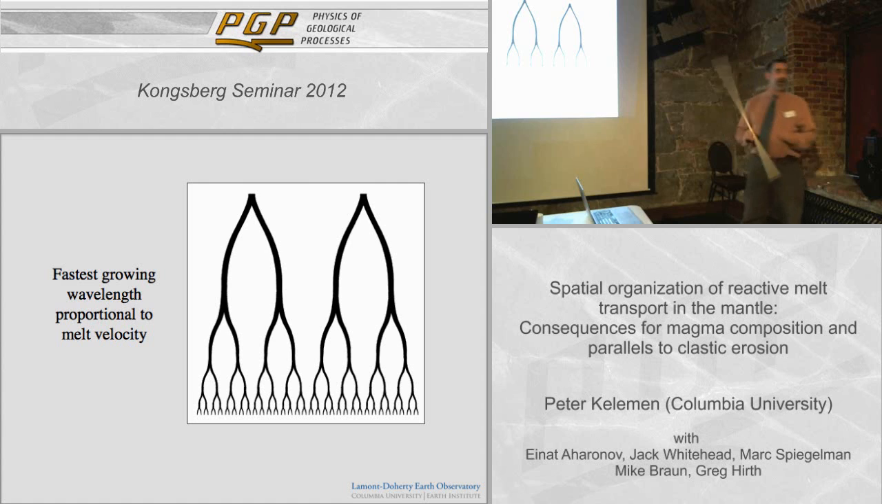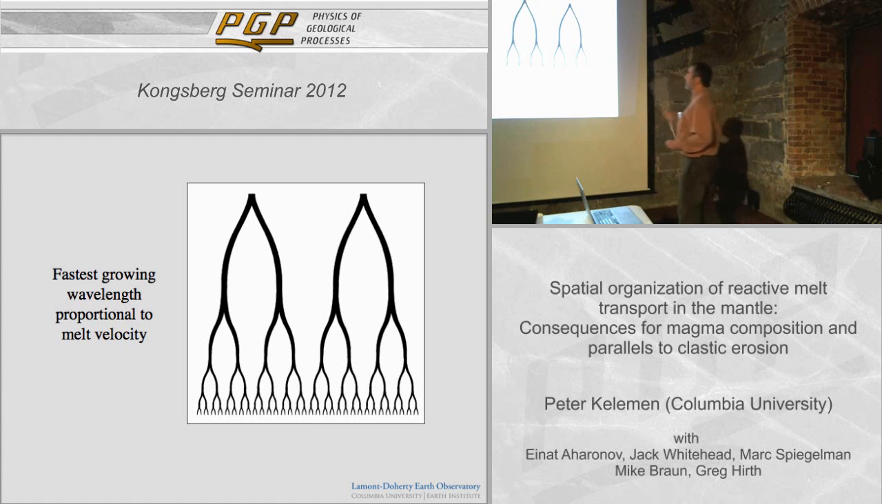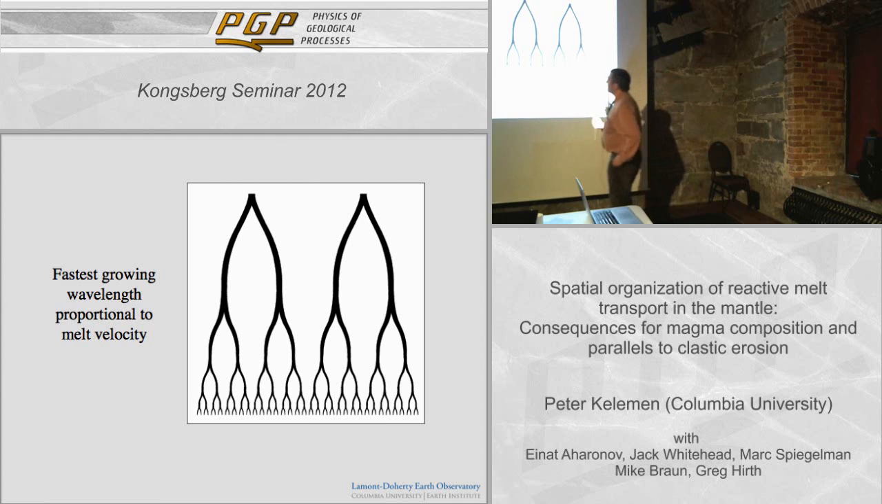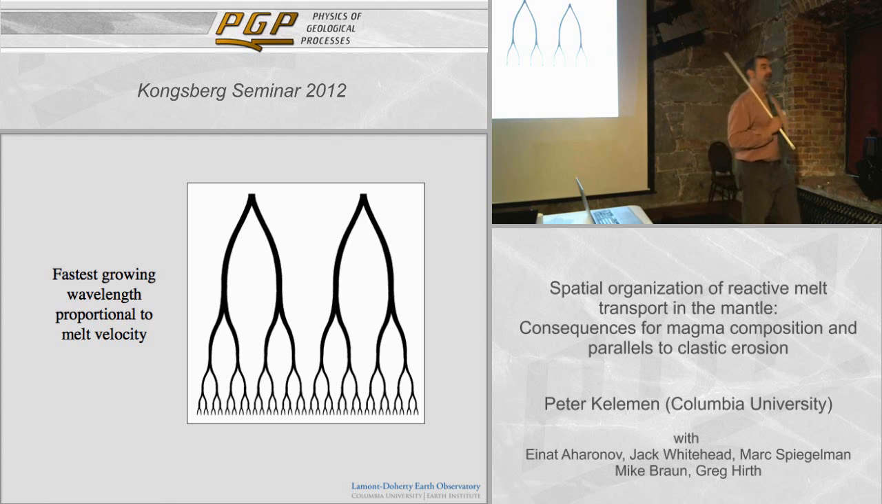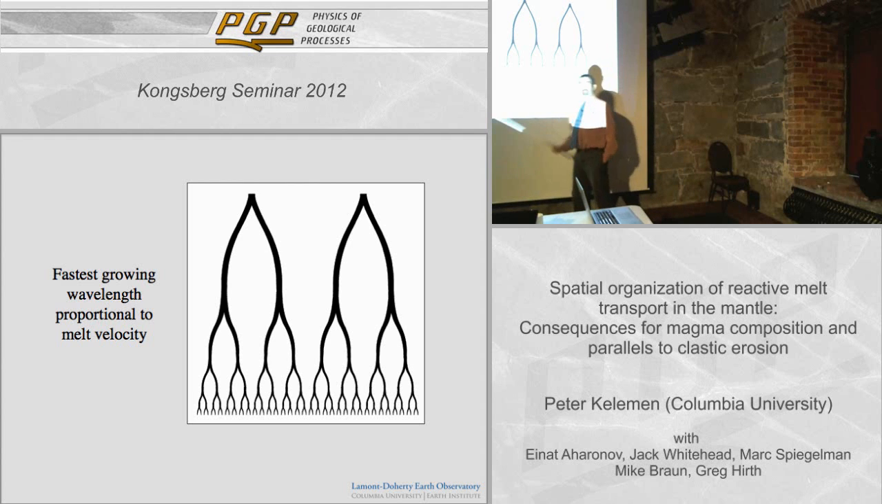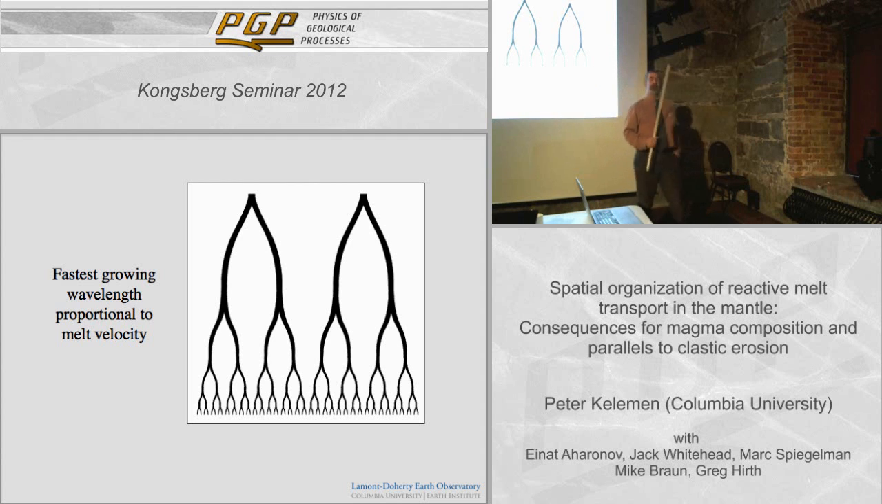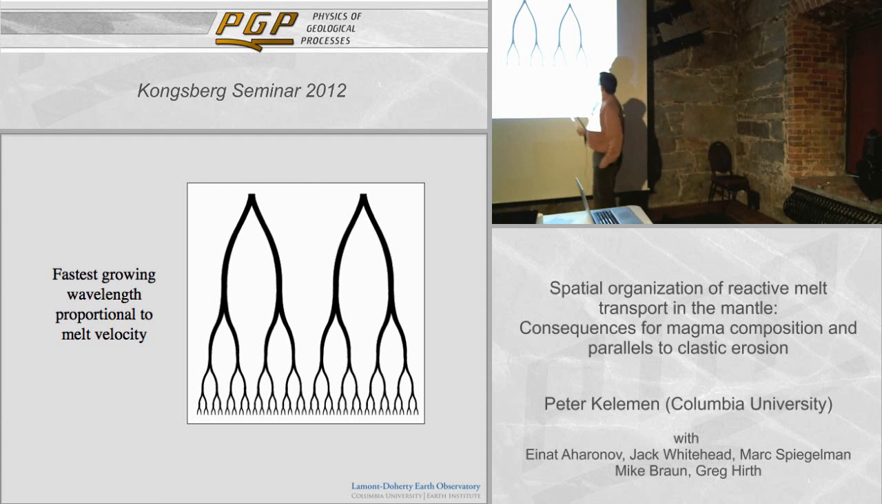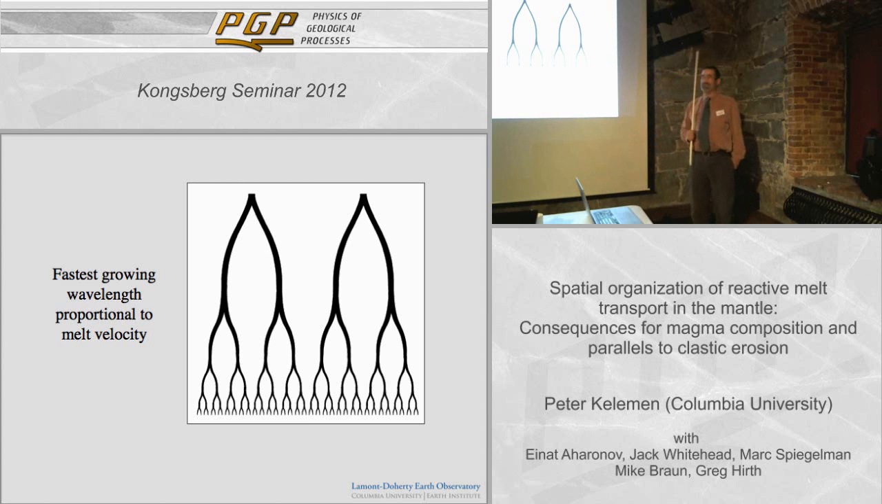So enter Einat Aharonov, very smart applied mathematician who fortunately defected into geoscience, and she did a stability analysis of this problem that included compaction as well as the dissolution instability. And she found that the fastest growing wavelength for those dissolution channels is proportional to the melt velocity. And so we imagined that that might give rise to some sort of self-similar behavior because this generation of channels increases the average melt velocity, so that makes the next wavelength grow faster and so on. And we said, we don't really know if this dimension here is space or time, but we like this picture. So we published it.